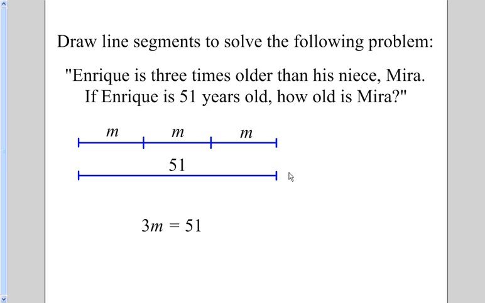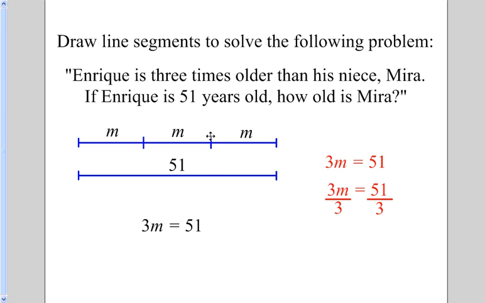How do we find out what m is? Well, 3 times m is the same as 51. The inverse, or opposite, of multiplication is division. So we can shift things around, find out what m is by using division. 3 times m is 51. If we divide 3m and 51 by 3, we'll find out what the answer is to Mira's age.